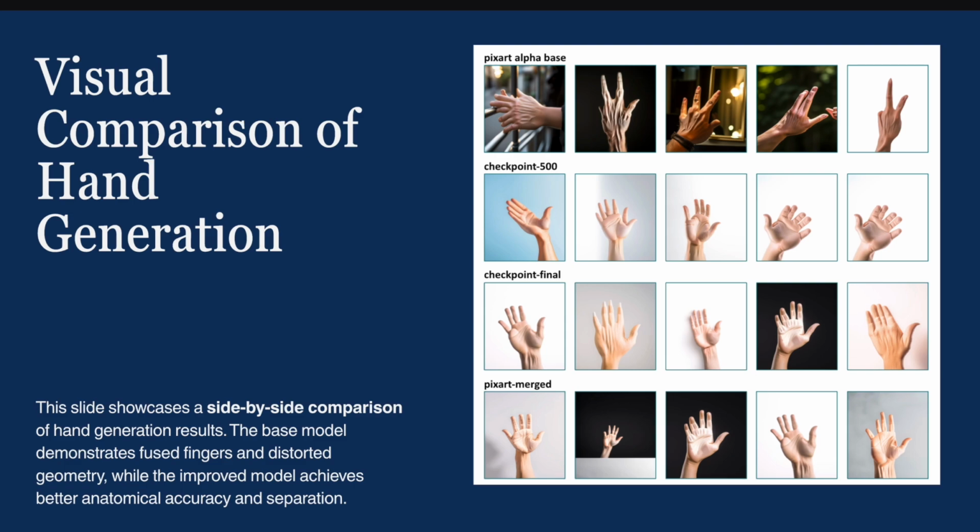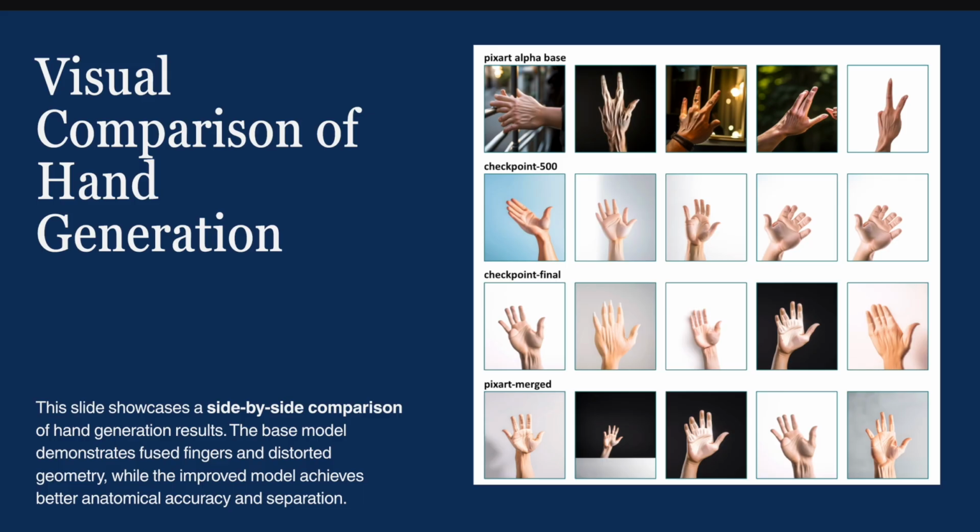Now, if we look at checkpoint 500, the LoRa fine tuning on 3000 curated images, the difference is clearly visible. The hands are recognizable, fingers are separated, and the proportions are natural. The backgrounds have also become cleaner and more consistent. This tells us that LoRa adapters started learning the right signal very early in training.